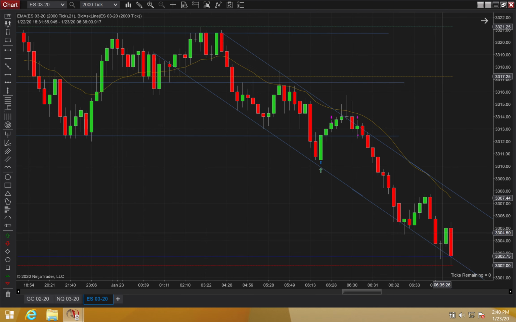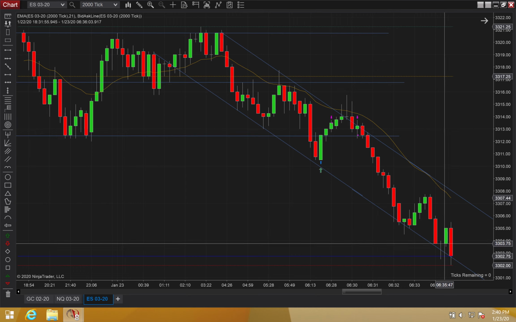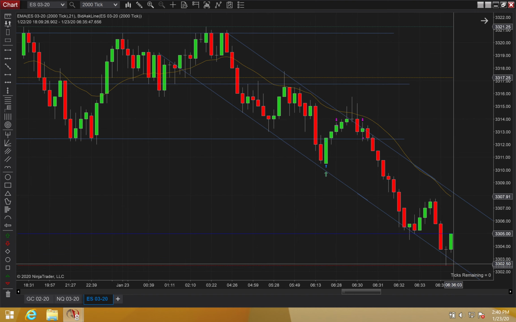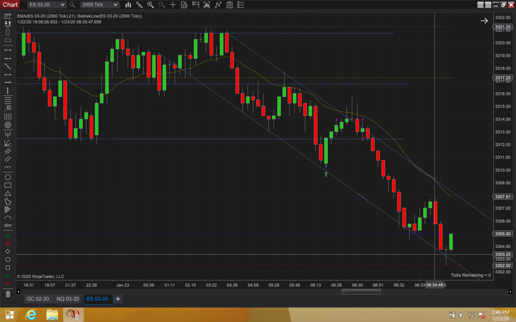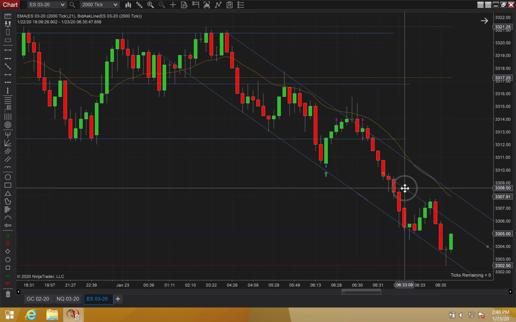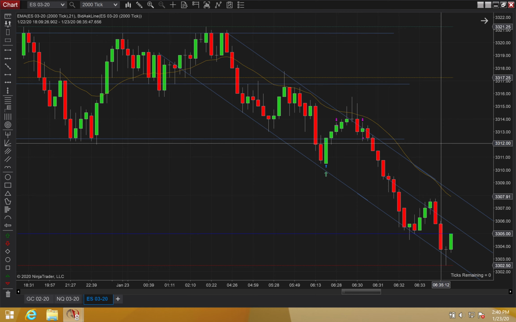And then here you get the failed second entry, right? When it broke above and then fails right there. Now, once again, it's too close to the lows. If you look at it at the time, it's too close to the lows and it's right into this channel. That's not where we're looking to go short. So I skipped both of those trades.